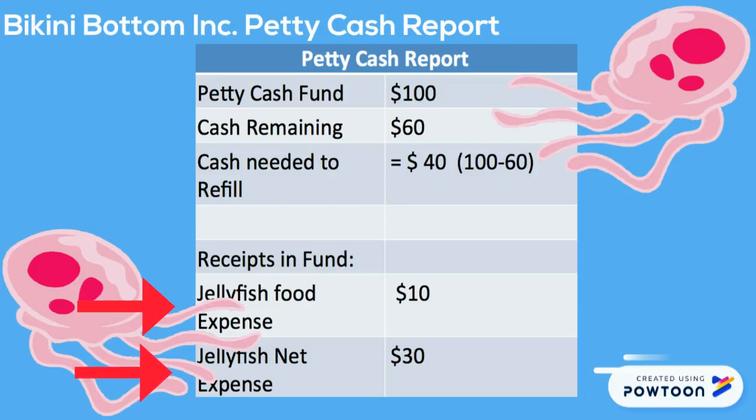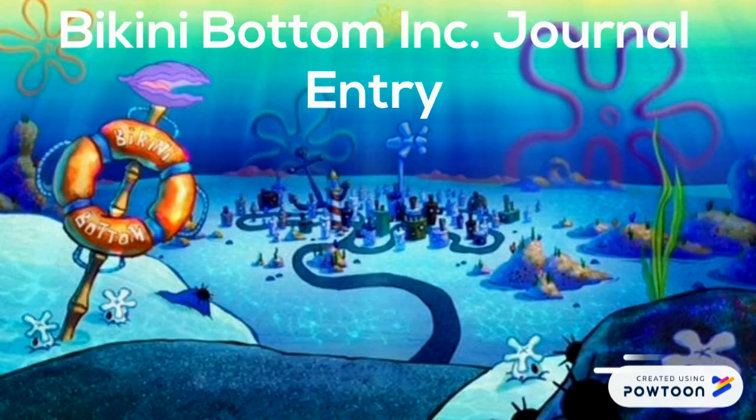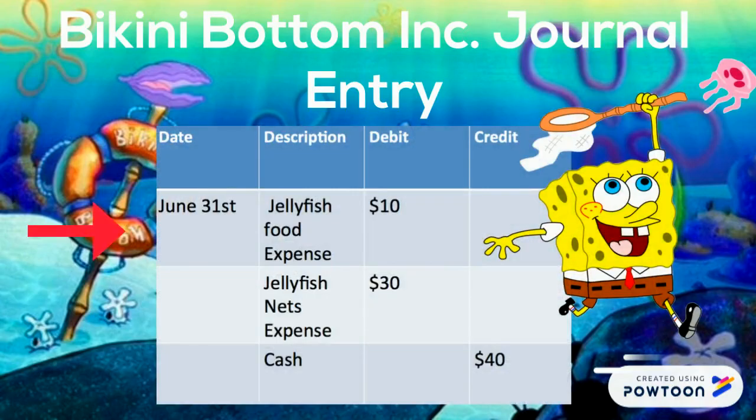A journal entry must be made to represent this. On June the 31st, we debit both of the expenses, the jellyfish food for $10 and the jellyfish net expense of $30, and we credit the cash for $40.